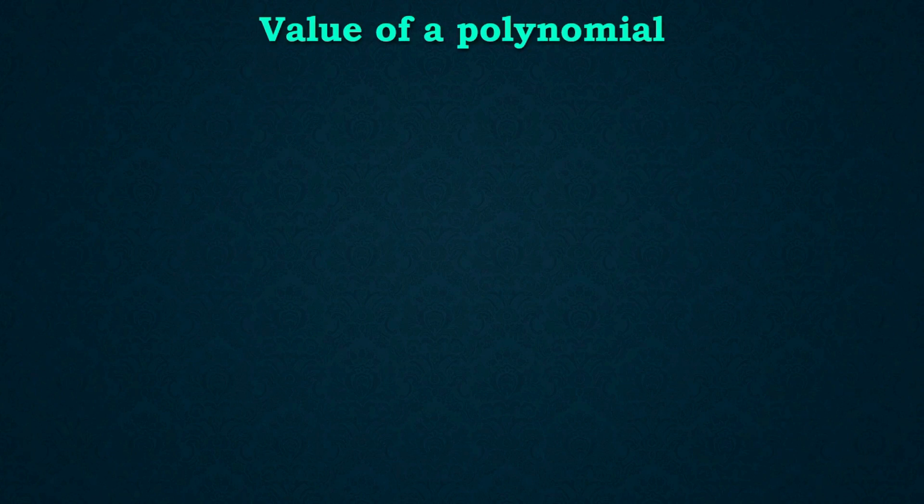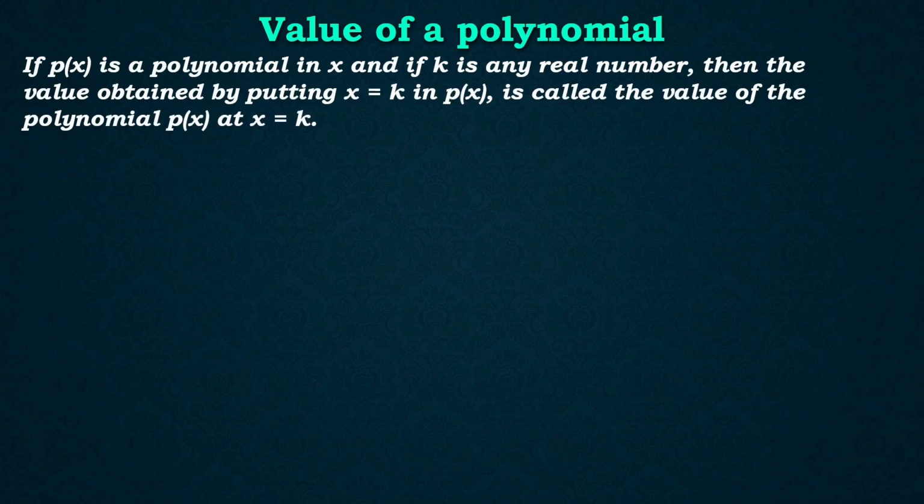Value of a polynomial and zeros of a polynomial. Let us first understand the value of a polynomial. If p of x is a polynomial in x, and k is any real number, then the value obtained by putting x equal to k in p of x is called the value of the polynomial at x equals k. This value is written as p of k.